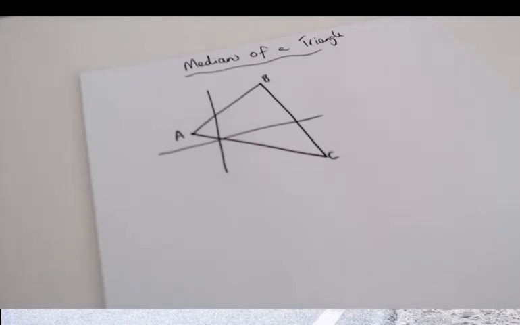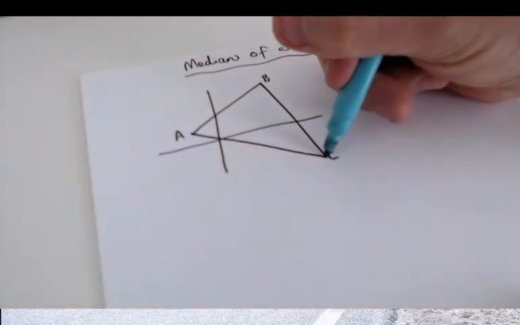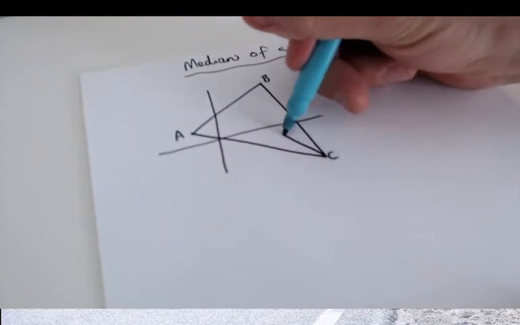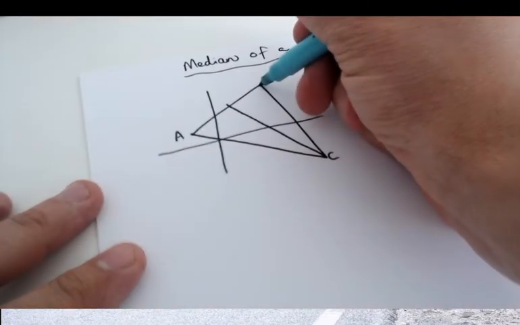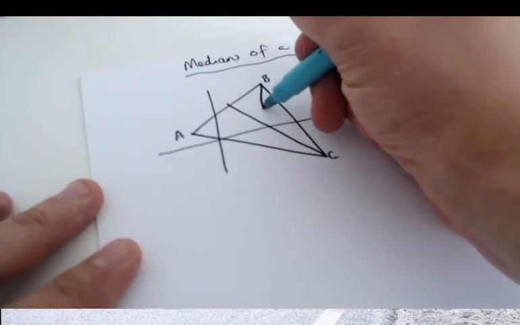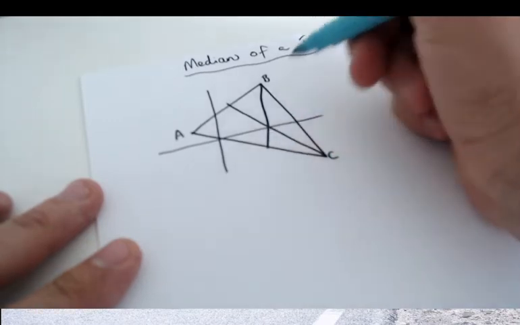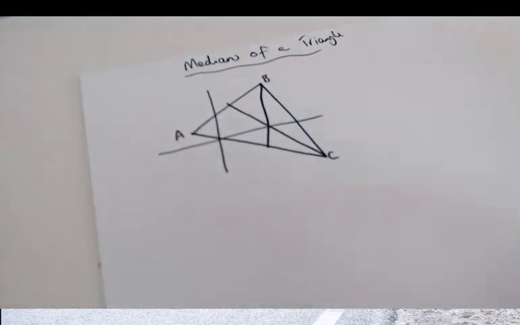Okay, first similarity, a triangle has three medians. What I'm going to do is draw in those three medians. I can draw in the median from C. I can draw in the median from B. And I can draw in the median from A.